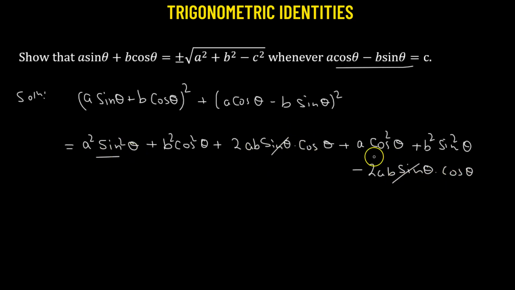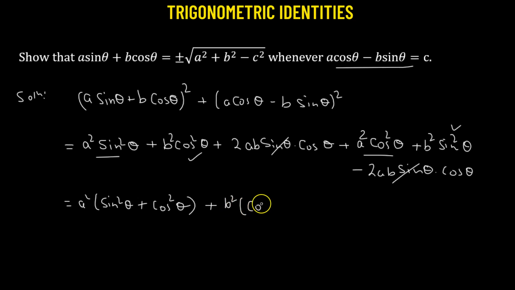Now we can combine a squared sine squared theta and a squared cosine squared theta by taking a squared as the common factor. So we have a squared multiplied by sine squared theta plus cosine squared theta. Plus, we can combine the remaining terms. So we'll take b squared as the common factor. That will get multiplied by cosine squared theta plus sine squared theta. Sine squared theta plus cosine squared theta is a standard identity with a value equal to 1. So that means we are left with a squared plus b squared.